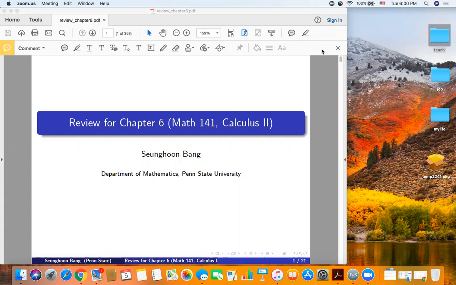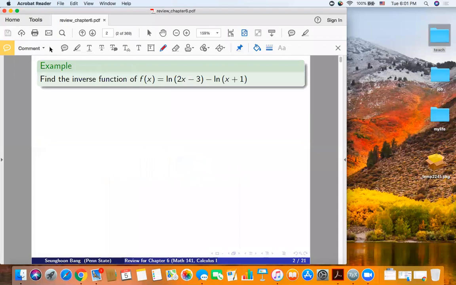Okay, today I want to talk about the review for chapter 6, the Math 141. So we start. This is my outline. This is like a first example. So we think about section 6.1, the inverse function. This is the first question. Find the inverse function of f of x equals ln of 2x minus 3 minus ln of x plus 1.